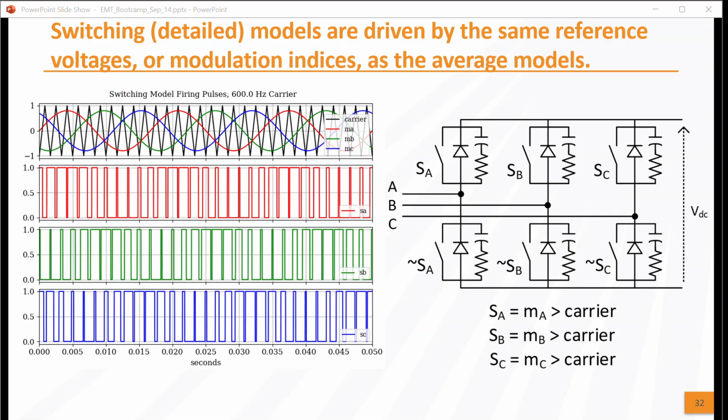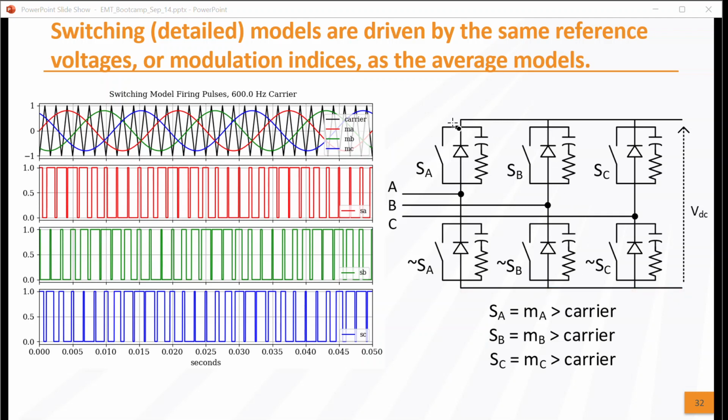The other way to model the converters is with the switching model, or in one of the tools they call it the detailed model. So you take the same reference modulating signals, MA, MB, and MC, and whenever those signals are above a carrier frequency, you're going to generate a positive firing pulse. So for example, when MA is bigger in magnitude than the carrier, we close that switch. And whenever we're not closing that switch, we have to close the complementary switch connected to the negative DC terminal, so that we have a path for the current to flow in all three phases at all times.